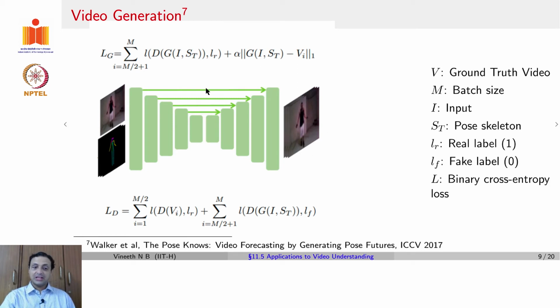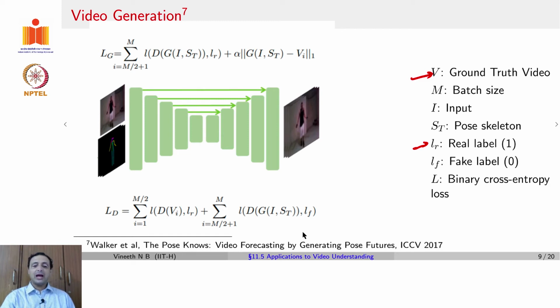Now this is a generator module. This is similar to a GAN module. So it has a loss for the discriminator and a loss for the generator. Let's see each of them. So the discriminator loss has loss of D of VI, LR. What is VI? VI is the ground truth video. What is LR? Real label. So we'd like the discriminator to assign the real label to the ground truth video.